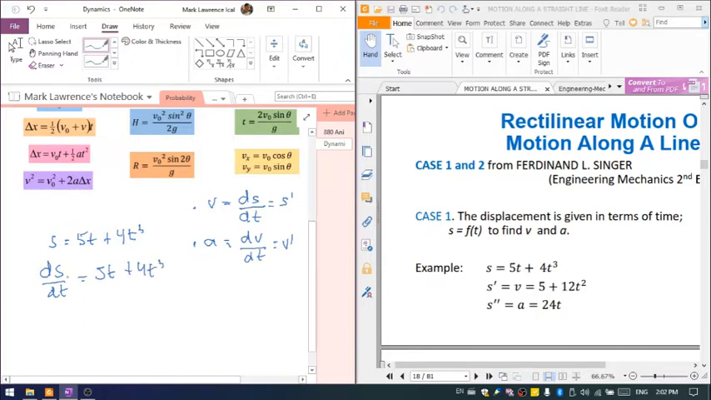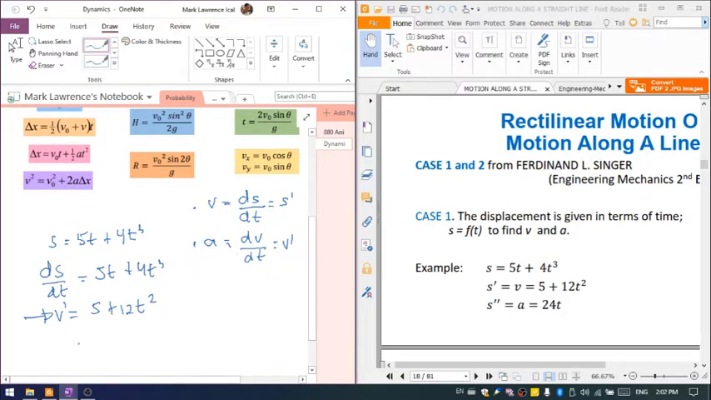So velocity is 5 plus 12t squared. So this is the velocity, but this is not yet the velocity. This is just simply the formula. Okay, so if we're going to do v prime, and v prime is acceleration.